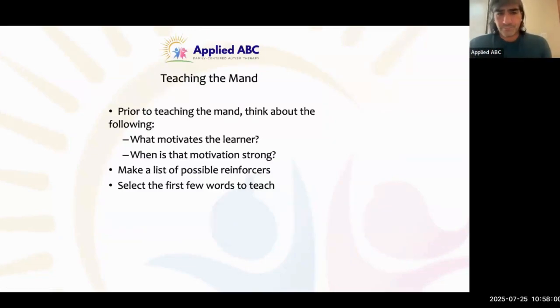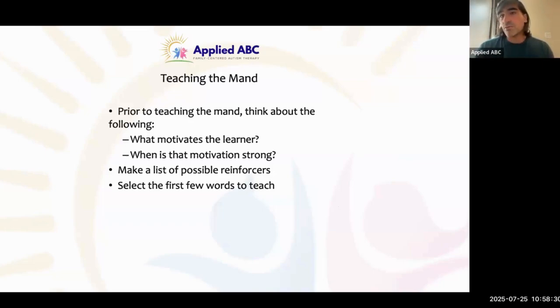Prior to teaching the mand, because we have to teach kids how to ask for things, think about the following. What motivates the learner? What is powerful? What do they want? You teach them how to ask for something they want, they're going to do it because that's really powerful and important. When is that motivation strongest? That's the motivating operation I talked about. It's like if they really love cookies, pizza, cheese, chips, whatever, that is going to be at its peak power when it's a time of the day where they're hungry.